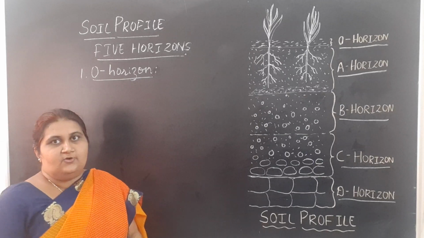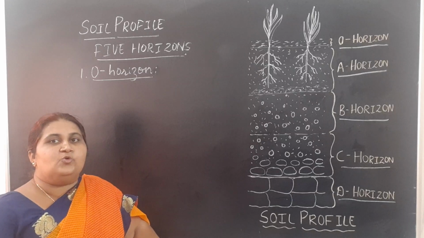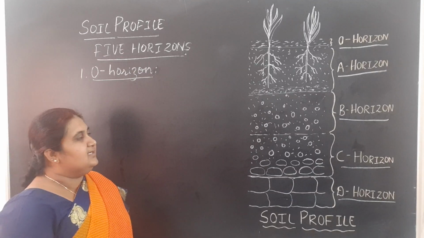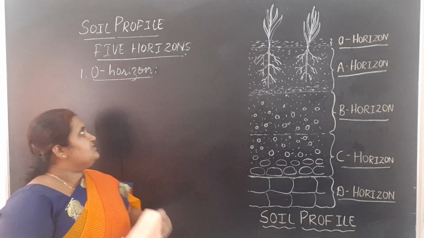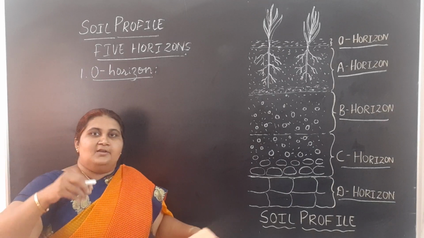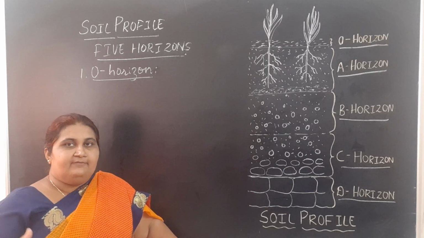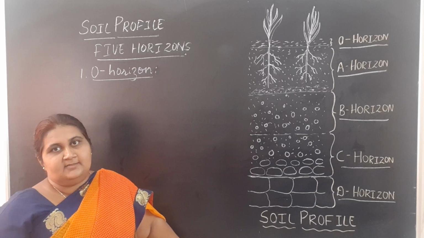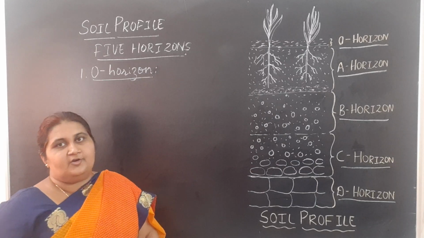O horizon. It is the uppermost layer. This layer contains fallen leaves, twigs, flowers, dried flowers, fecal matter. All these are present where? In the O horizon.